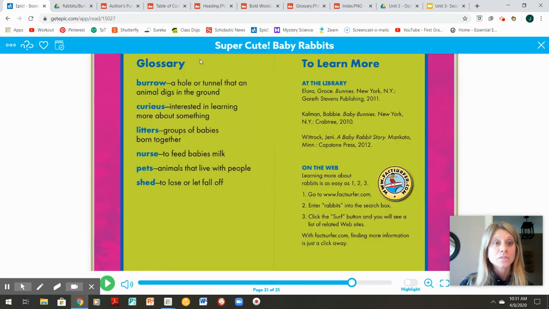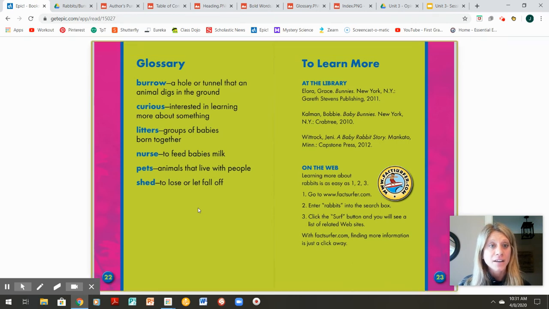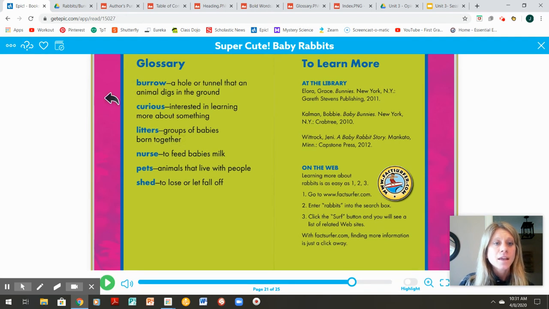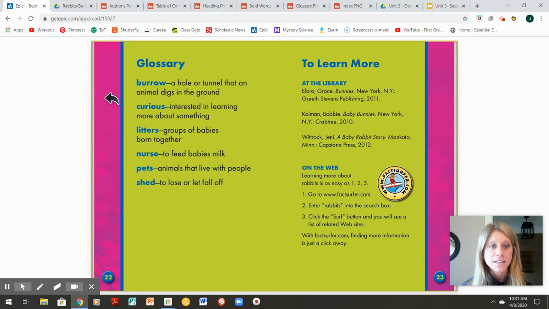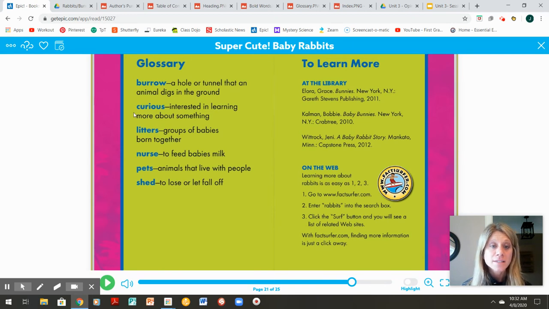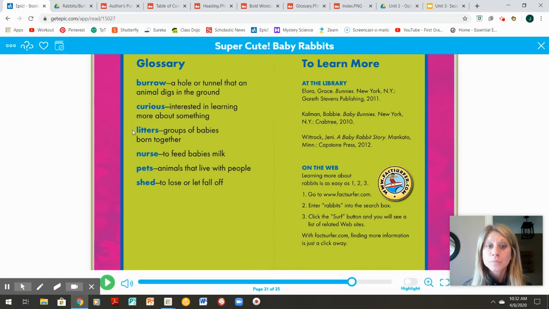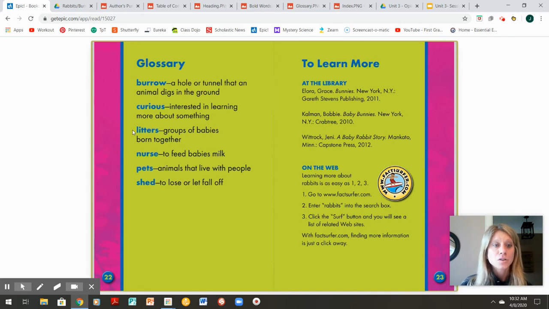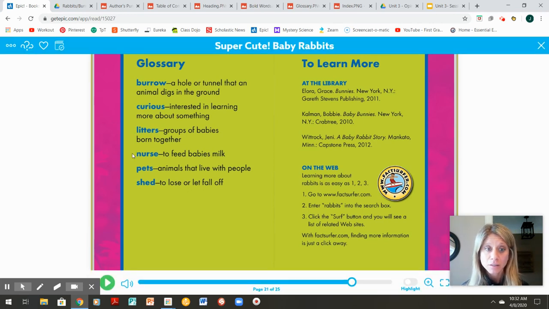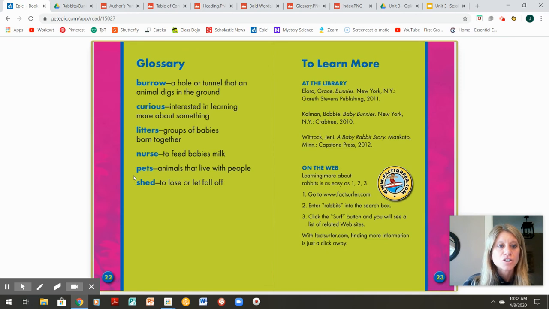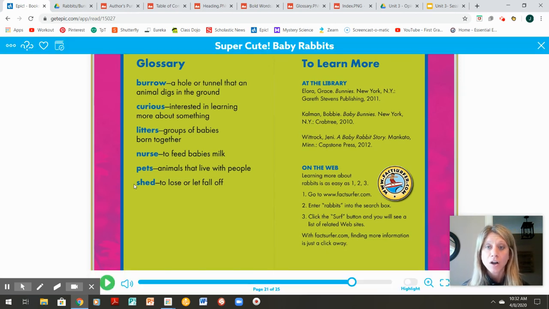And over here, friends, we'll see our glossary. Remember, a glossary is a list of words and they have a definition. So these are some of the words that we saw in our book today. Here is the word burrow. A burrow is a hole or tunnel that an animal digs in the ground. The next is curious. Curious means interested in learning more about something. Litters, groups of babies born together. Nurse, to feed babies milk. Pets, animals that live with people. And shed, to lose or let fall off.